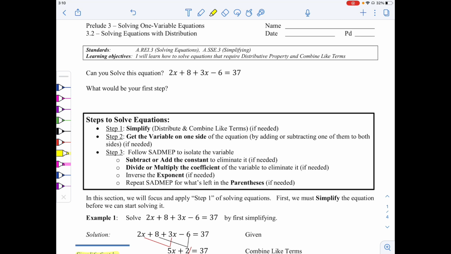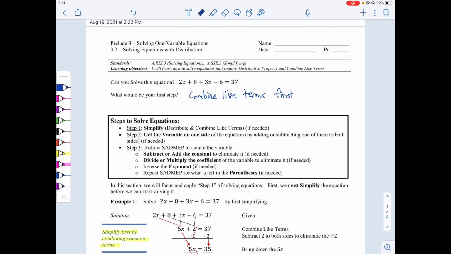What would be your first step to solve this equation? 2x plus 8 plus 3x minus 6 equals 37. We have two x's here, two numbers here. We have a bunch of things, so we have to simplify this first. We're going to simplify or combine like terms first. If there were parentheses, we would have to distribute and then combine like terms. So our first step, we have to combine like terms first or simplify.